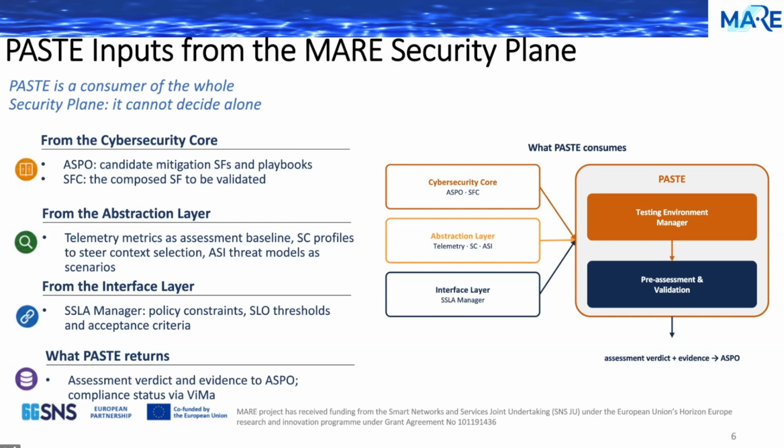From the interface layer, we get the security service level agreements, the contract that we need to protect: the policy, the security level objectives, and the acceptance criteria. What is returned from PACE is the assessment verdict and the evidence to the adaptive security policy orchestration, if it is compliant, in order to be applied to the network.